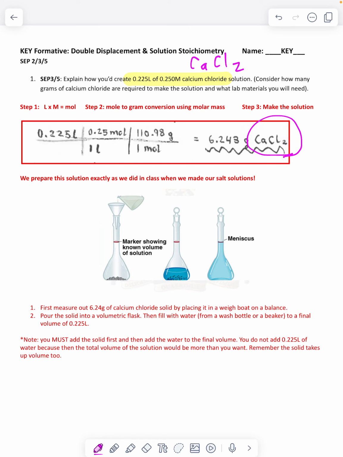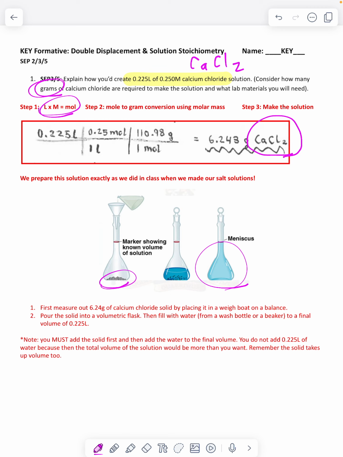Okay, and it's asking me how would I create that? So I need to know how many grams of that calcium chloride I need to dissolve in some water to make that final solution that I want. Okay, so when in doubt, go to moles. That's true for the entire unit. And there are 2 ways that you could approach this. You could just use that molarity equation where you've solved for moles and you're just multiplying liters times molarity.